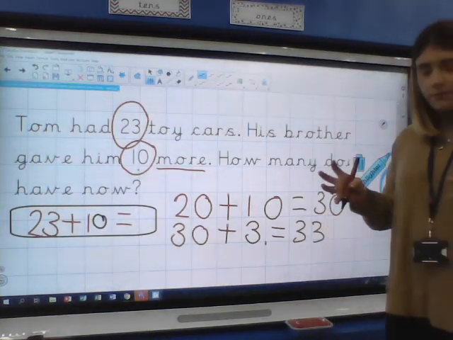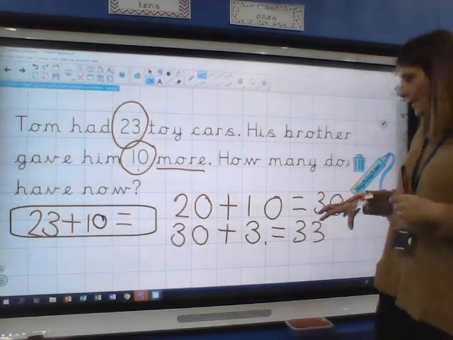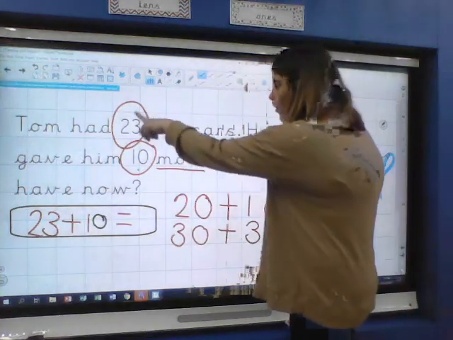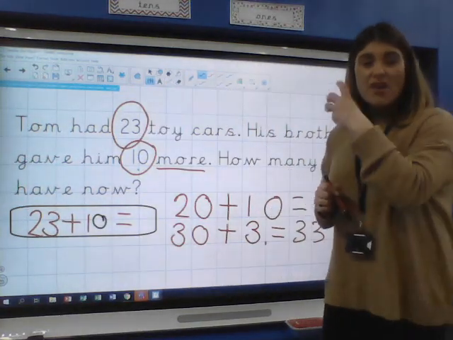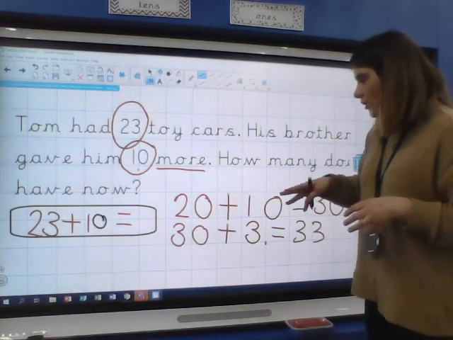So I've partitioned my number. I've added my 10s together first. Didn't need to add any 1s together because 10 hasn't got any 1s. So I was adding 10 more to 23, 23, 33. You might be able to work that out if we're adding 10 without partitioning.